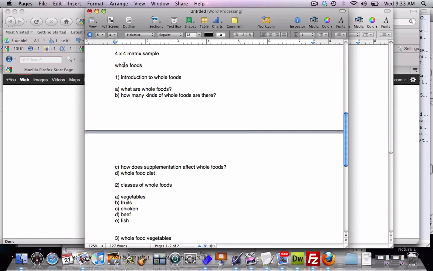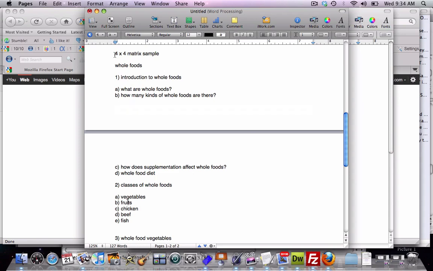So what could we do with this 4x4 matrix? What if we were to write a page of information about an introduction? A page about whole foods, a page about how many kinds, a page about supplementation. And if you were an expert in whole foods, you ought to be able to write a page about vegetables, a page about fruits. Now with 4x4, that gives us 16 topics. If we were to write a page on each one, we'd have a 16-page, we couldn't really call it a book, I guess, but we'd have a little booklet or a pamphlet, right? We could use this as our squeeze page giveaway.